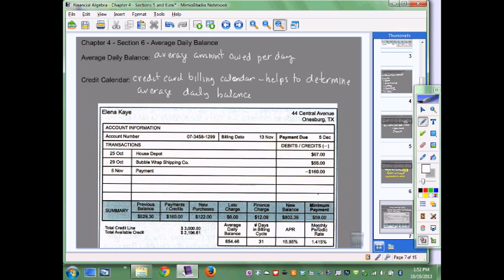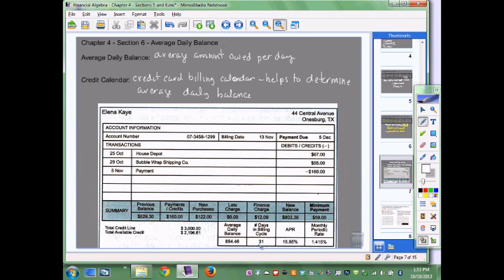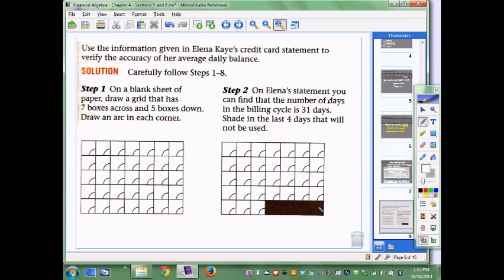So we have this statement here. What we do is we take what's called a credit calendar. You can draw your own, or I've found one online. It has these spaces in the bottom corner. That's where the date goes. And there are 35 days here because it's 7 by 5. Now, she has a 31-day billing cycle, so you would cross out the last 4 days because you don't need them.